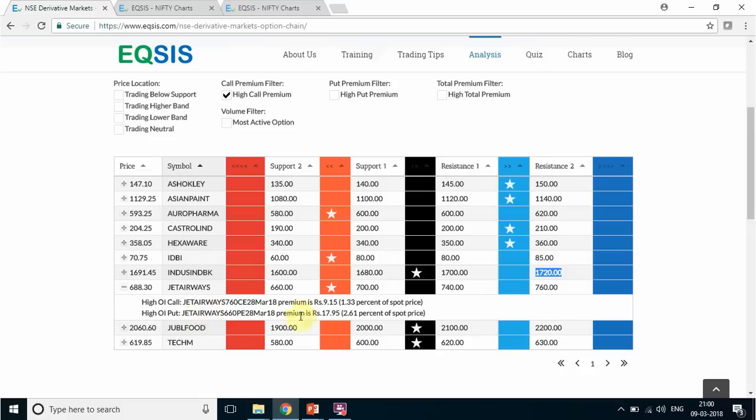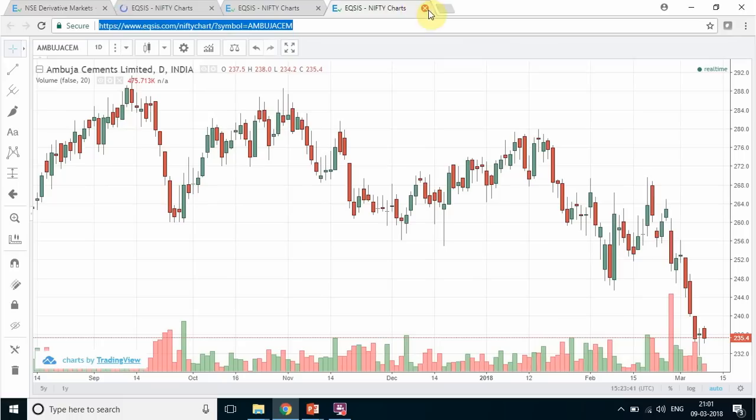Jet Airways is now giving me 1.33%. It is trading at 688. But you see a lot of open interest built around 760. So the 760 strike carries a good amount of open interest. Now I have to open the chart of Jet Airways also. Okay, so I am just opening the Jet Airways stock price charts here.